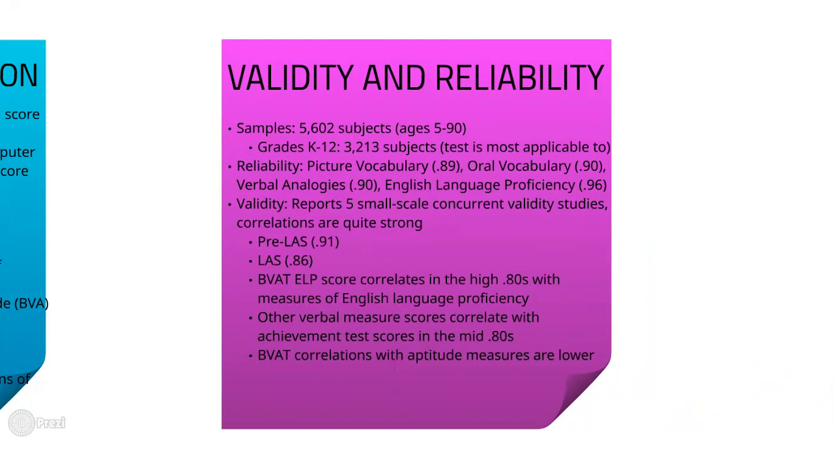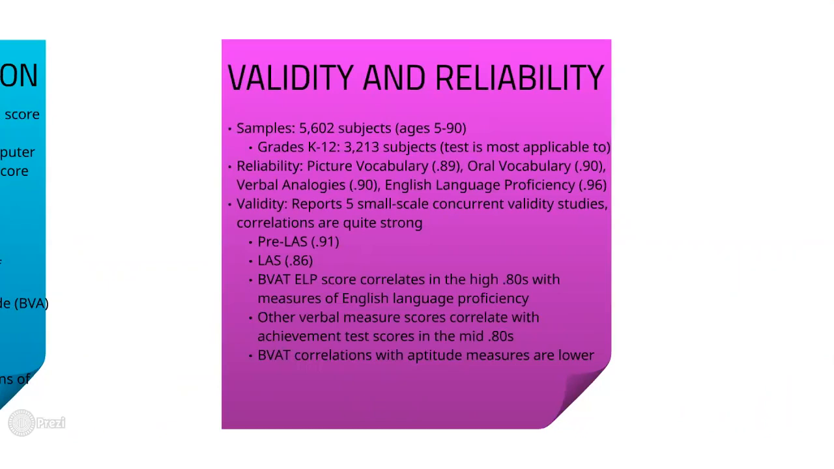For reliability, the median reliability for the first subtest, picture vocabulary, was 0.89. For oral vocabulary, 0.90. For verbal analogies, also 0.90. And then the median reliability for the English language proficiency was 0.96.